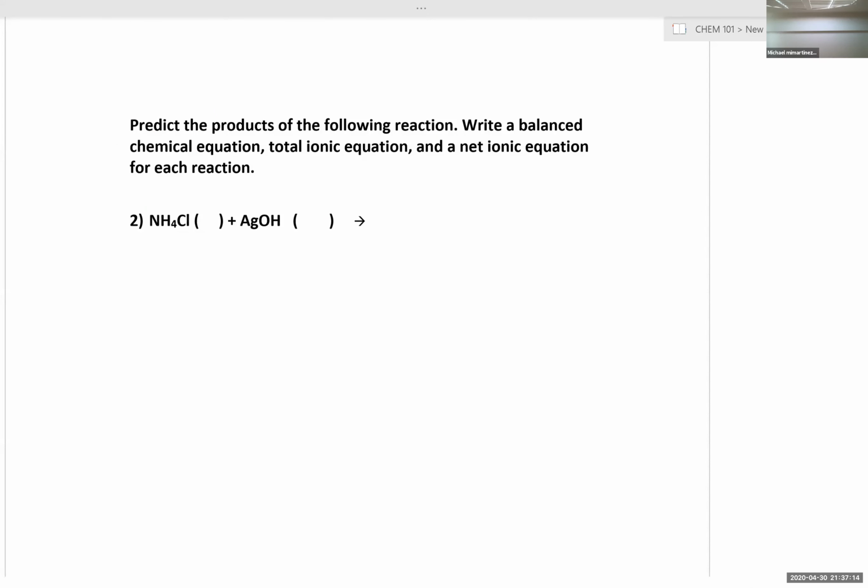Okay, so when we last left off, we focused on predicting the products from acid-base reactions. I'd like you all to take a moment and look at the following.